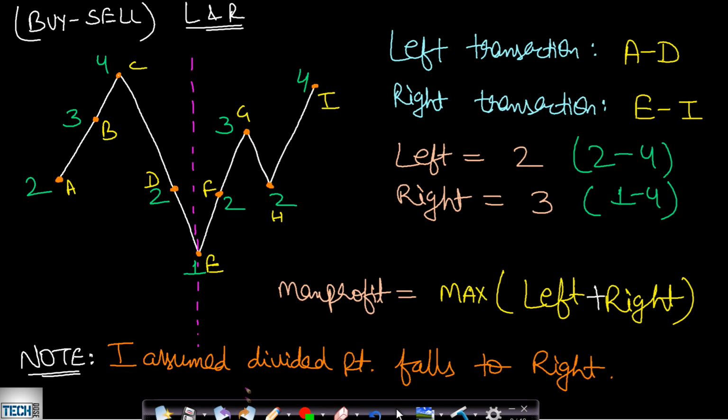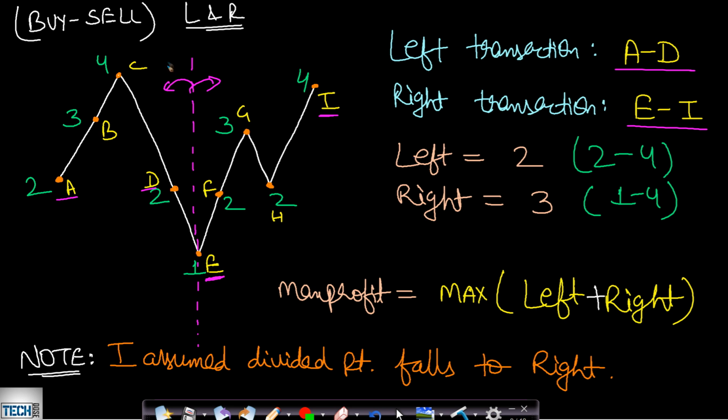Now let us see, if we take a divider line, how we perform the operations. In this case, I will assume that I am dividing at this point E, which has the cost equal to 1. So for the left transaction, I will be taking all the points which are to the left of this line, from A to D. And for the right transaction, I will be taking all the points starting from this line intersection, which is E to this I. This I have assumed. So the left transaction will include A to D, and the right transaction will include E to I.